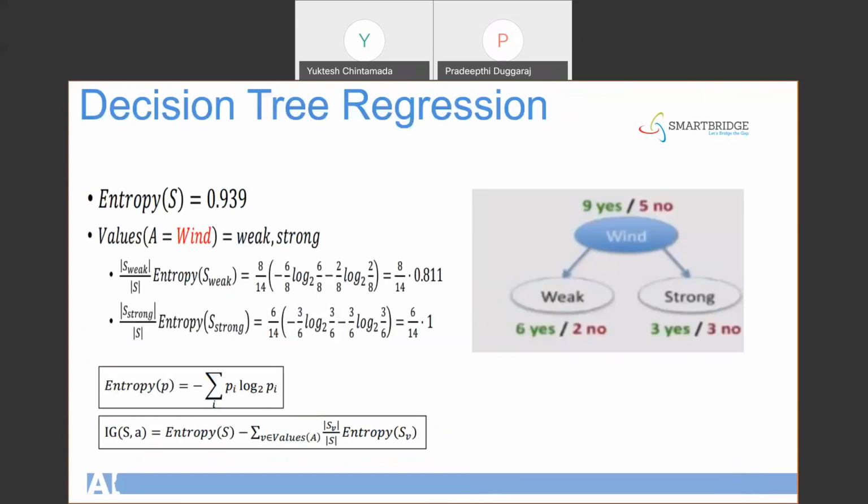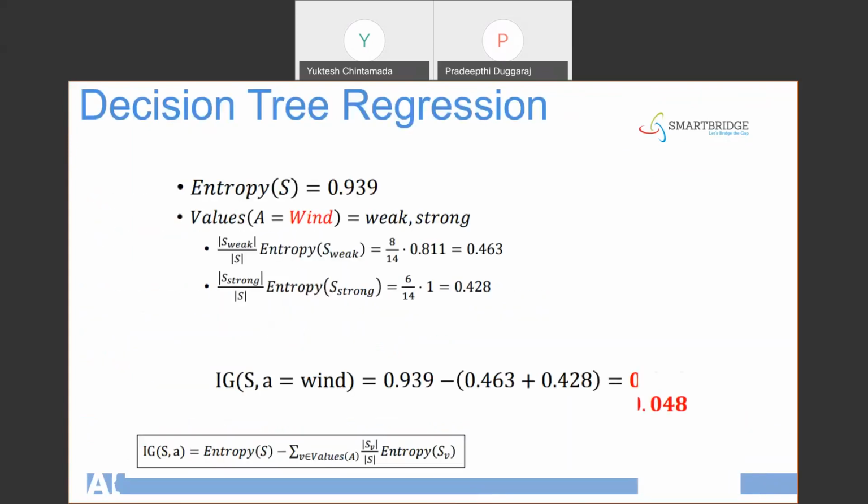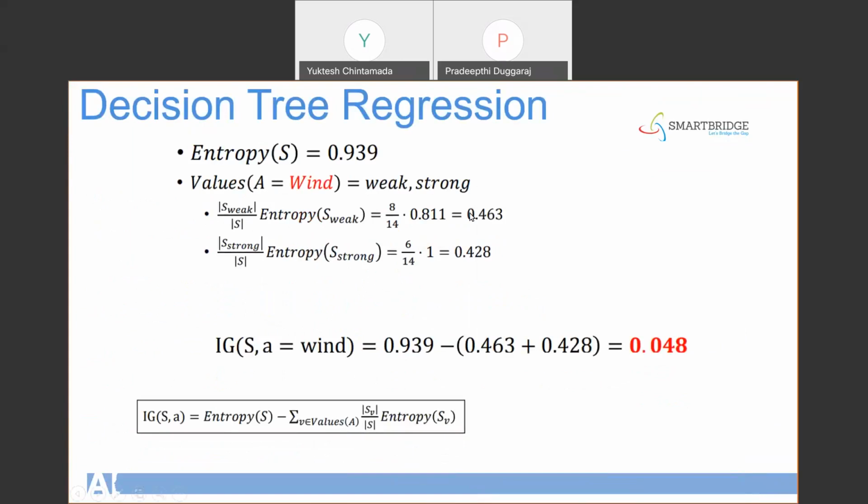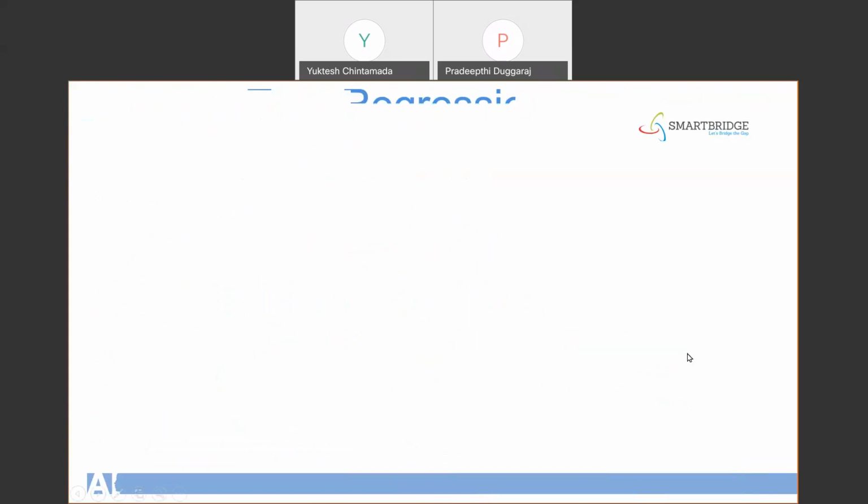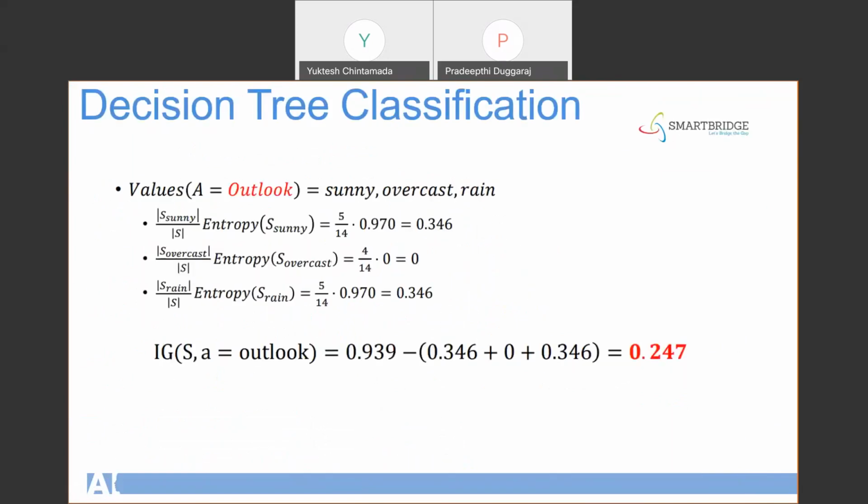Now, for the outlook also, I have calculated the entropy values and I have calculated the information gain. So the information gain for outlook is 0.247. Higher the information gain, lesser the randomness. Lesser the information gain, higher the randomness.